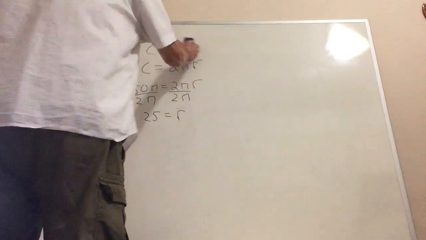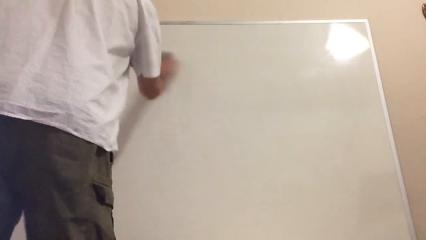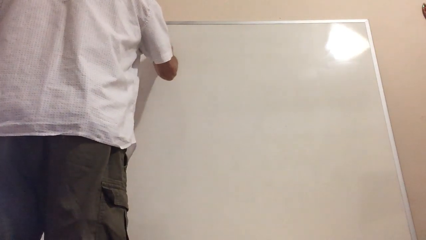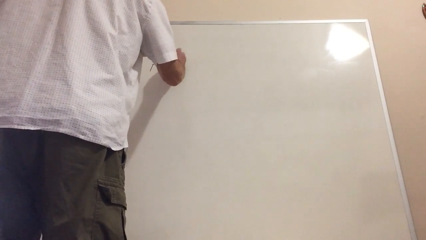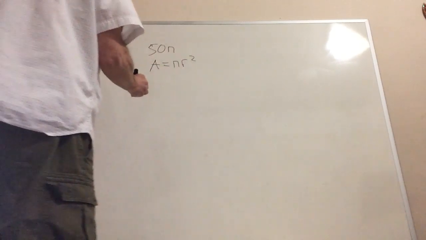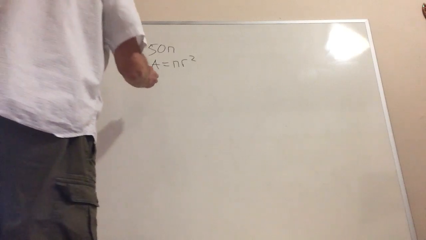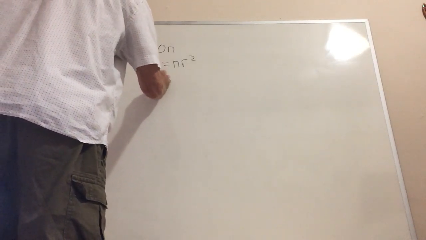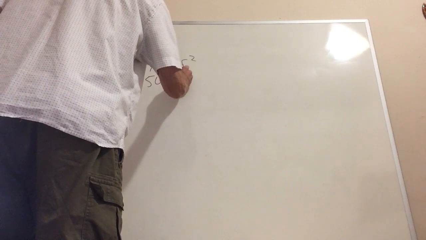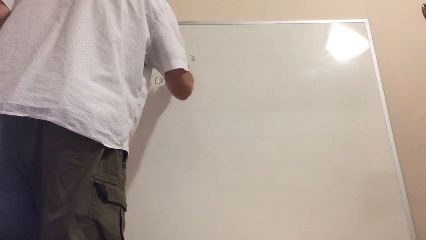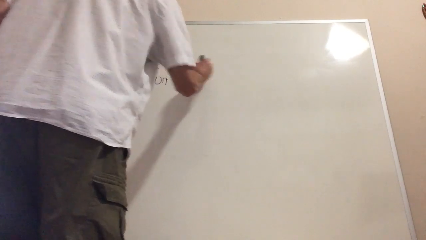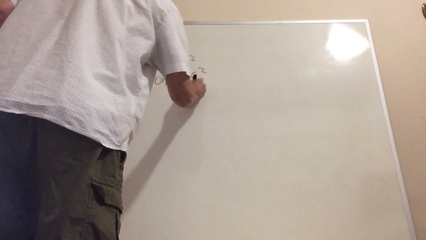Also, if you happen to know the area of a figure here, say 50 pi again, then we have the area equals pi r squared, right? And that would mean that 50 pi equals pi r squared, and then we divide both sides by pi.